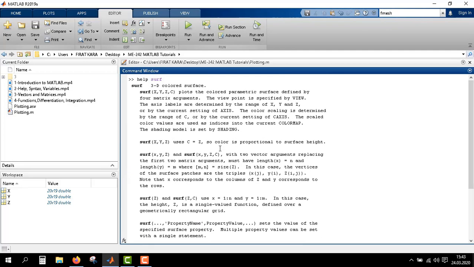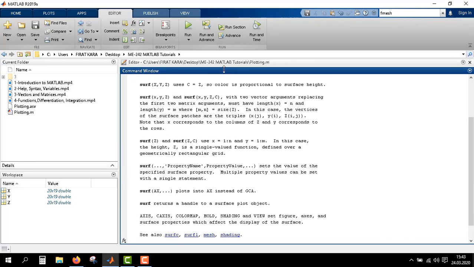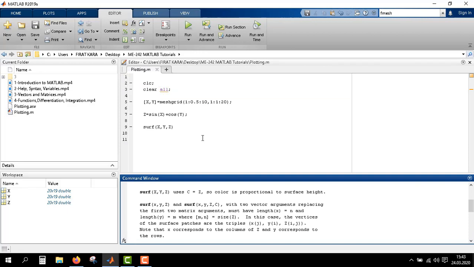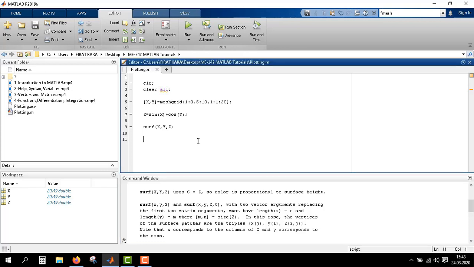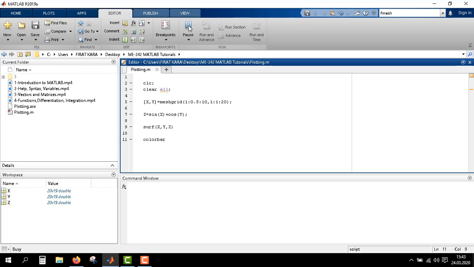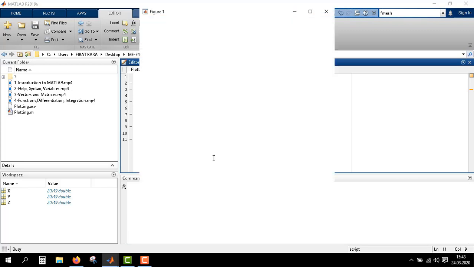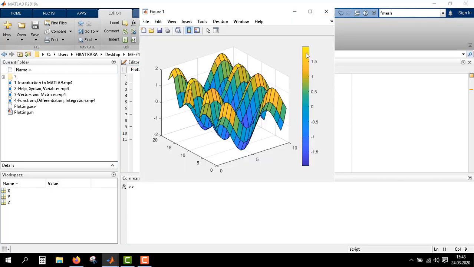A little reminder. Okay. Let's add a color bar to this graph. Color bar command. Yes, we add a legend, a color bar here.